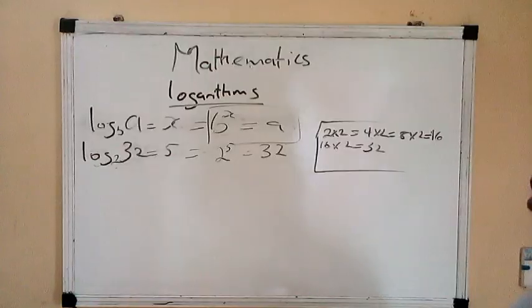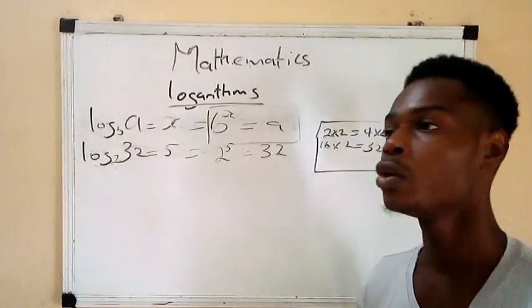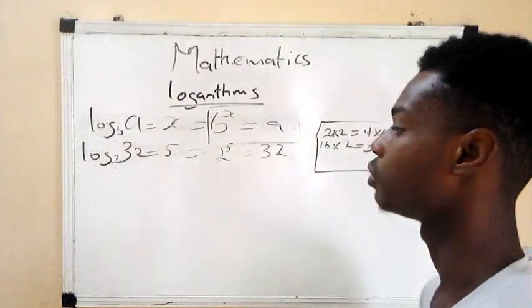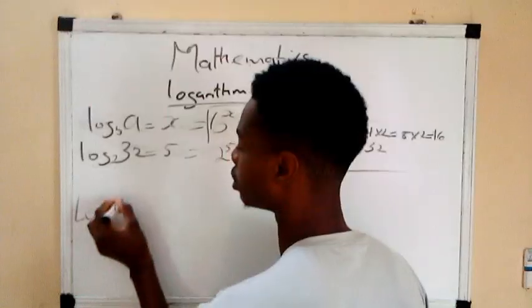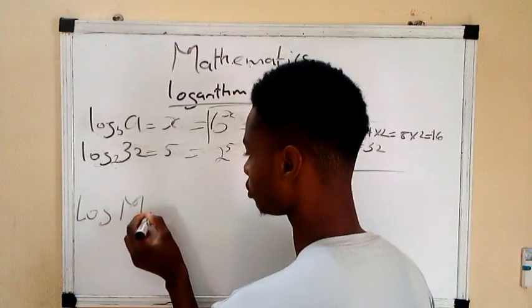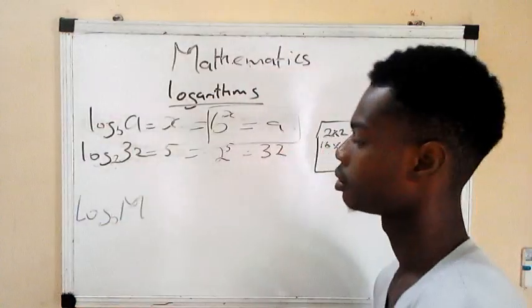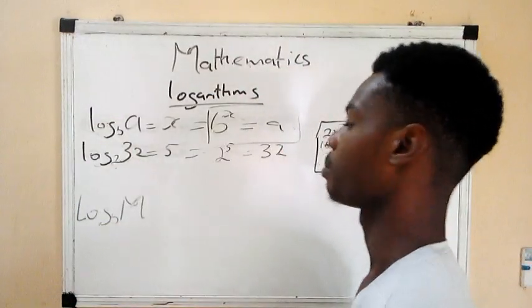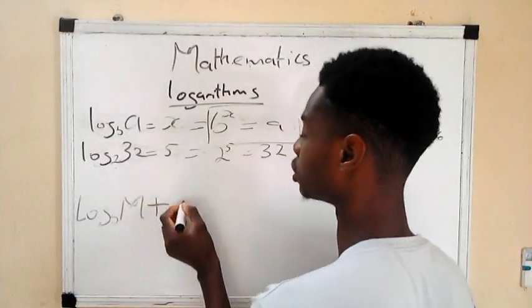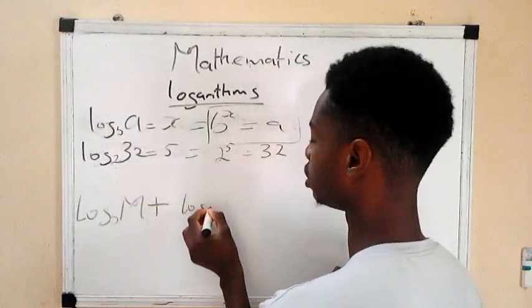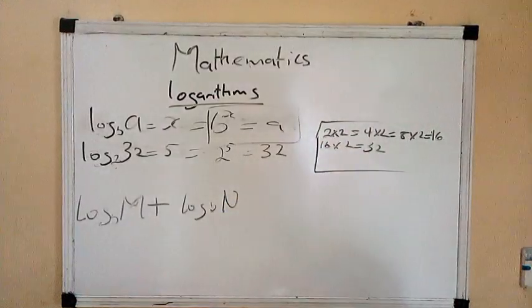Now let's go into the laws of logarithms. We have the addition law, the subtraction law, the index law, and so on and so forth. Let's start with the addition law. If I have something like this, I have log m base b plus log n base b. Now what do I do here?